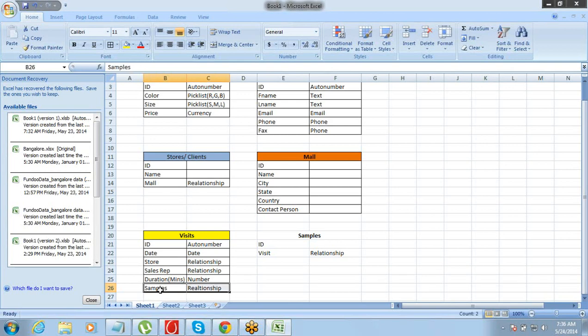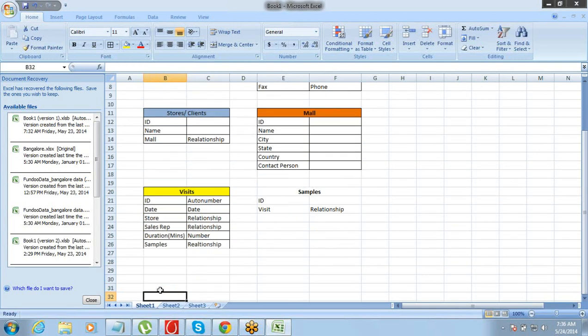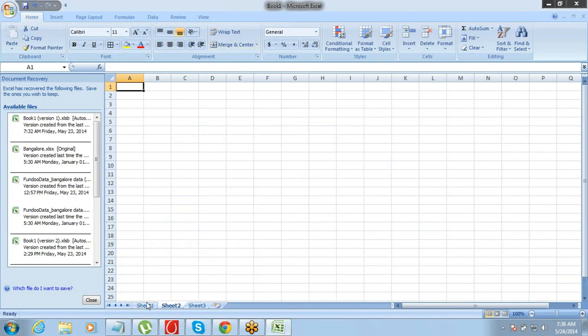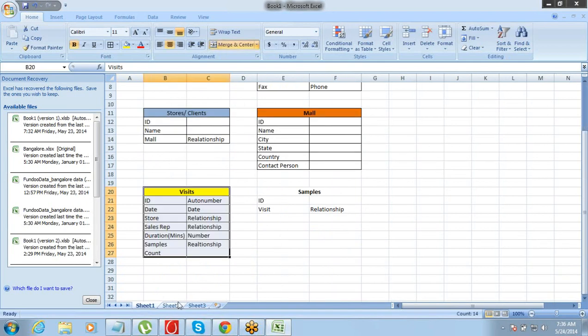Here you cannot track it. We can have one more field, sample count. Good. We can have one more field, sample count. Very good. So, okay, let me show it to you in another sheet.